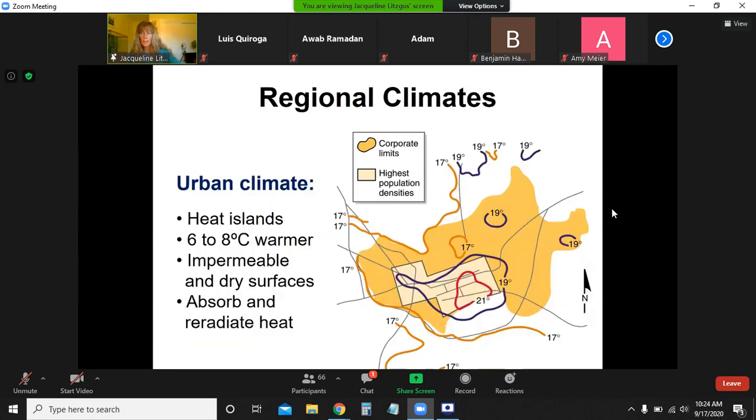Another interesting aspect to consider for regional climates are these things called urban heat islands, right? So urban settings act as heat islands in which the temperature can be many degrees, 6 to 8 degrees Celsius warmer than the surrounding countryside, even more. And this has to do with all those buildings and pavement that are there, right? So buildings and pavement absorb and re-radiate heat.